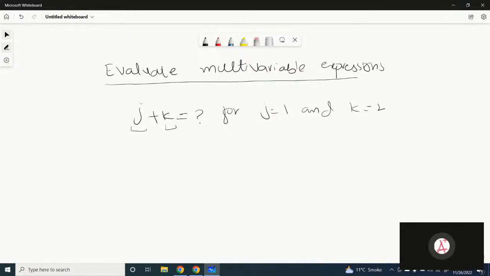Just substitute the values in the expression. Replace the variables with the values. j equals 1, so replace the j with 1, and k equals 2, so replace the k with 2. Got it? Just add them. 2 plus 1 equals 3. So that means j plus k equals 3. Got it?